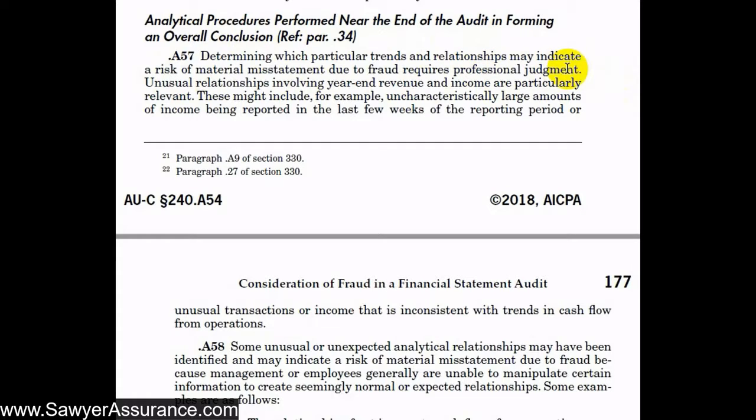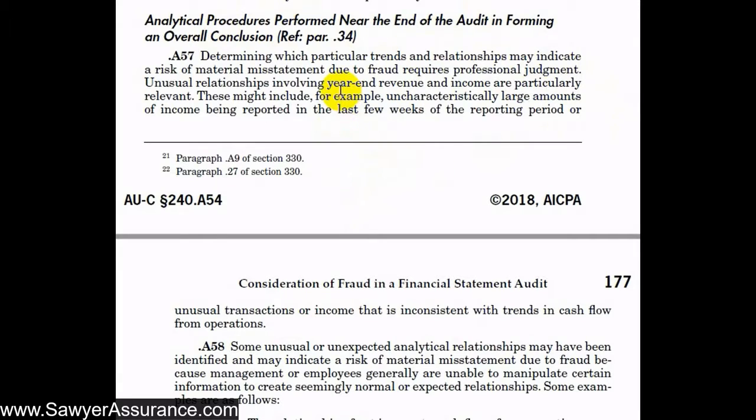And this requires our professional judgment. And this is different than the analytical procedures that are required as part of our planning process in the audit. This is at the end of the audit where we're assessing the accounts and relationships and after the adjustments that we've made to make sure everything looks reasonable based on our understanding of the company.